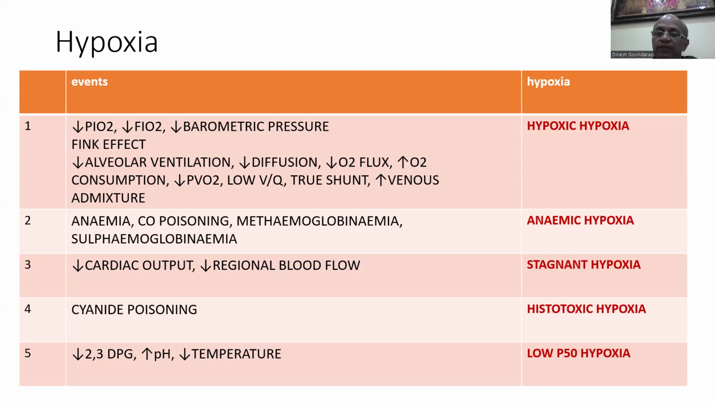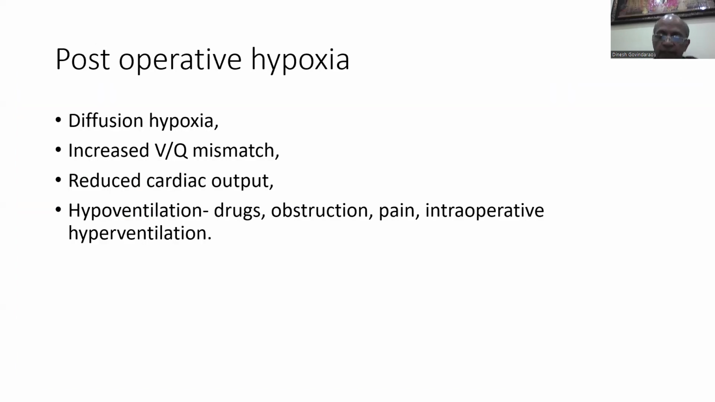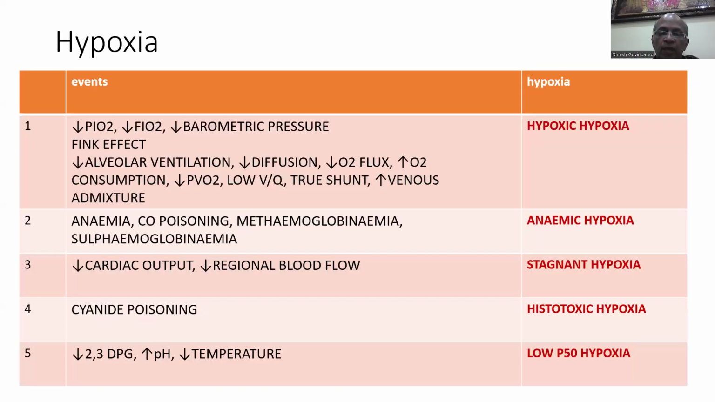Stagnant hypoxia results when the cardiac output or the regional blood flow is decreased. When the mitochondria cannot utilize oxygen in their metabolism, as in cyanide poisoning, then histotoxic hypoxia occurs. And the low P50 hypoxia occurs when the pH is increased, there is hypothermia, and the 2,3-DPG levels come down. So these physiological principles of oxygen transport explain the different types of hypoxia that are possible.